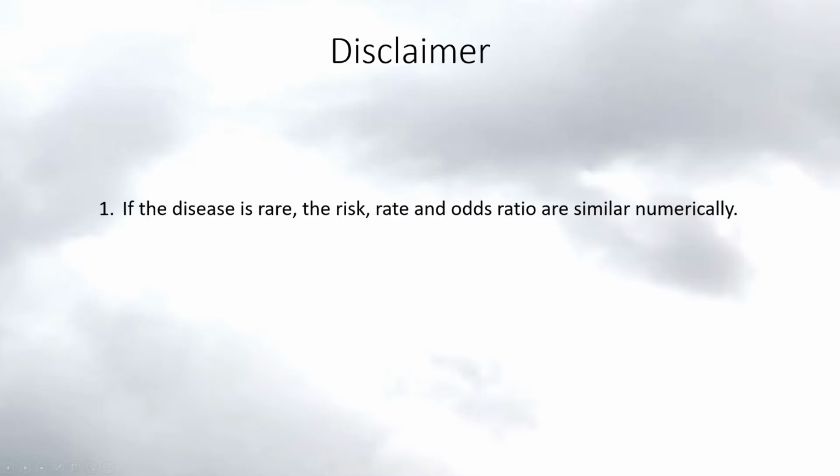And as a little disclaimer, I want to note that if the disease is rare, then the risk, rate, and odds ratios will be similar numerically. Just to keep that in mind. But they do mean very different things in their interpretation, and sometimes the interpretation is not followed in the literature, and it is a bit of a frustration on the reader's end because you don't quite know what they're talking about some of the time, unless you're looking at their calculations specifically or you look into their methodology.